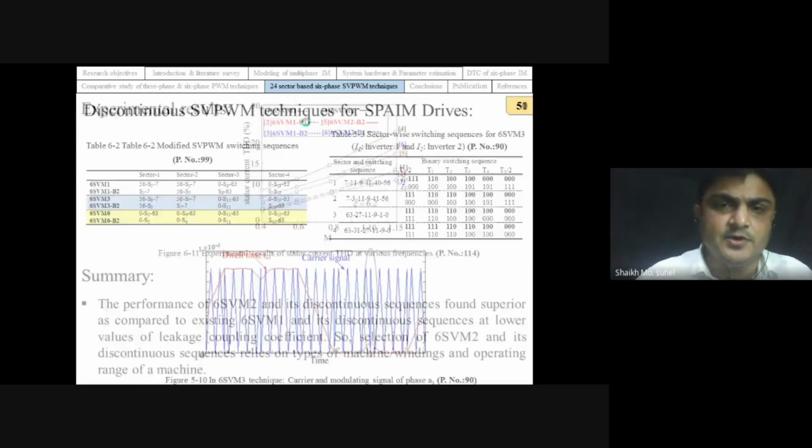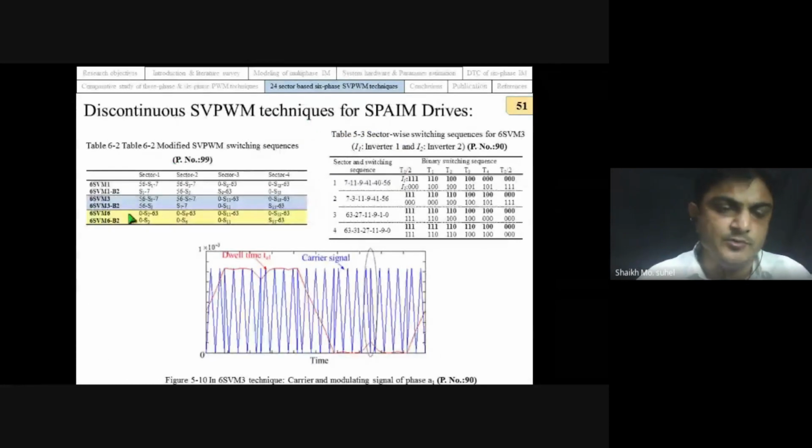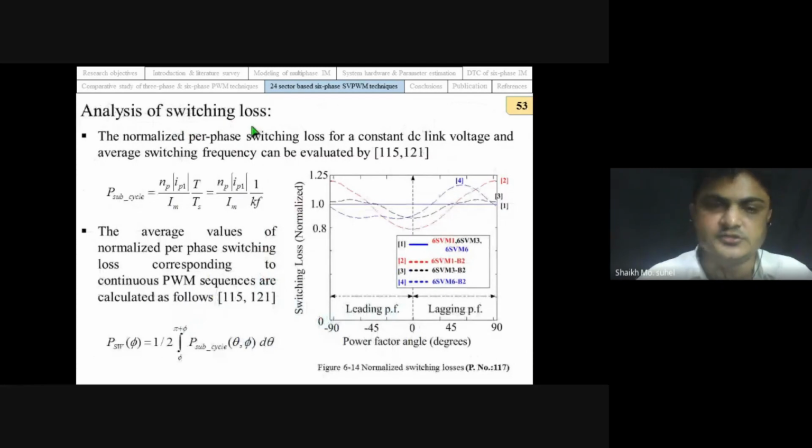Now let us discuss another discontinuous PWM technique. Remember that due to utilization of vectors 5, 6 and 7, you require some kind of discontinuity in your carrier wave. To avoid that, we have developed this PWM technique that never utilizes 5, 6 and 7, and that's why it has easy implementation features. So these are the requirements, and now let me discuss the analysis of switching loss.